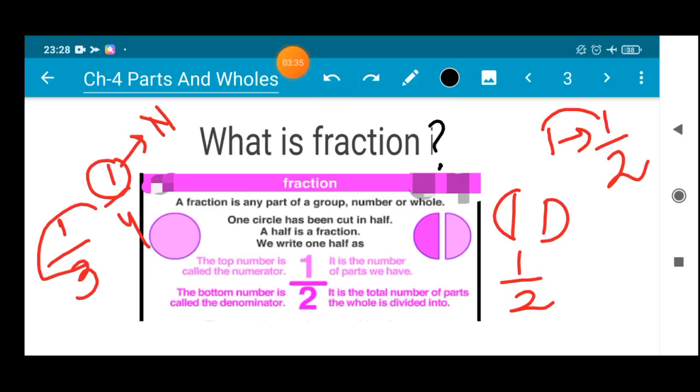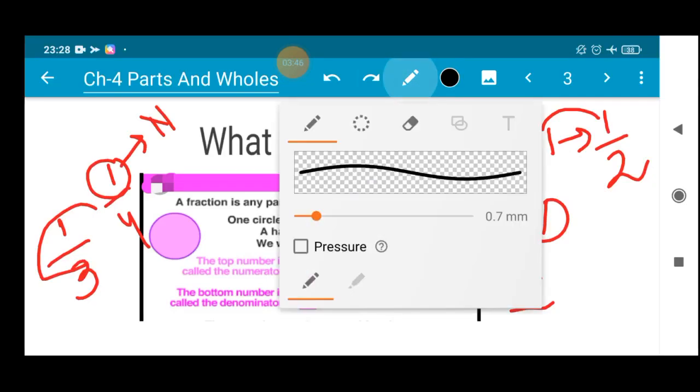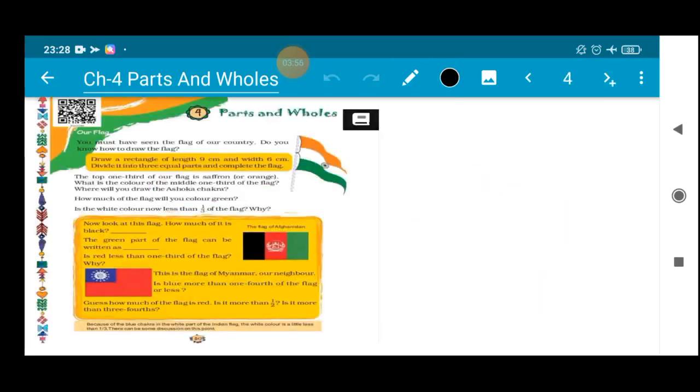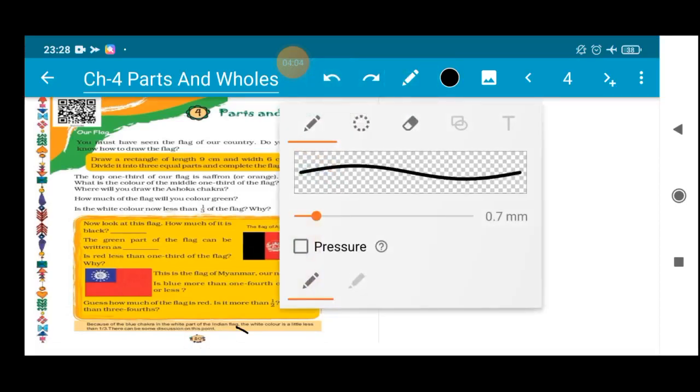In your higher classes, when you proceed to class 6, 7, 8, 9, 10, you will learn about a variety of fractions. There are types of fractions. You are going to learn that later on. For now, we will just touch the topic whatever is given there. So I would like to proceed to the main topic, which is on page number 50 from your Math Magic book.